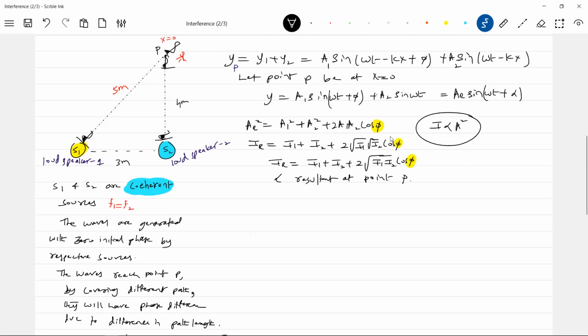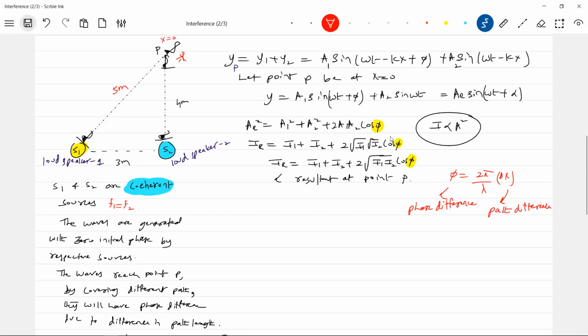Got the idea? So this is the main thing. What is that phi? This phi I should write as 2 pi by lambda into delta x. Already I have written this delta x is what I'll call path difference. This is the phase difference.